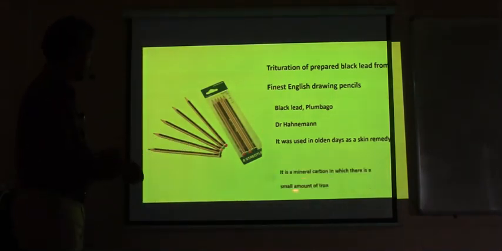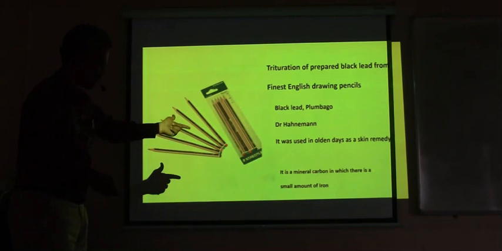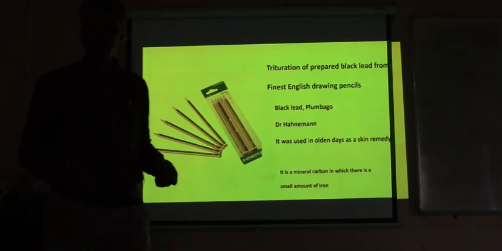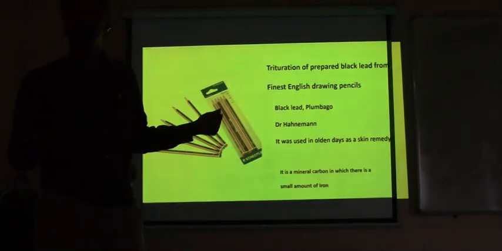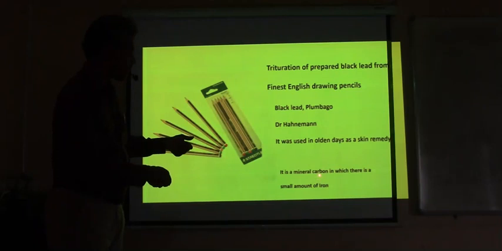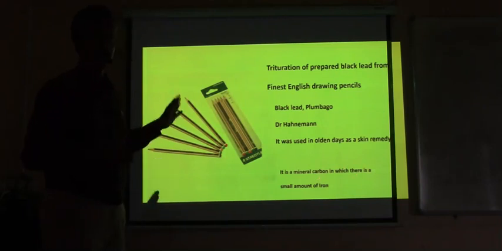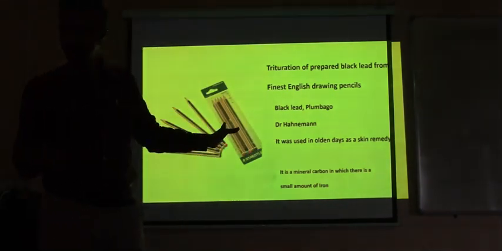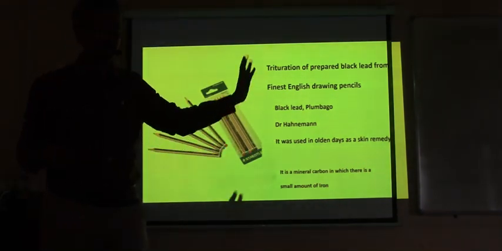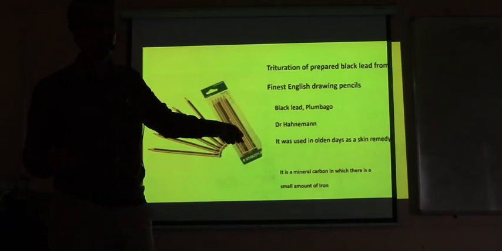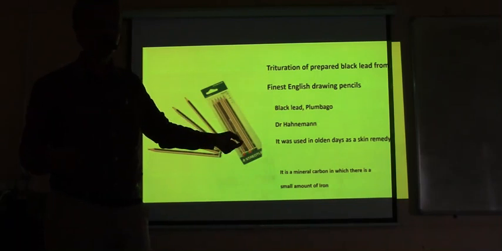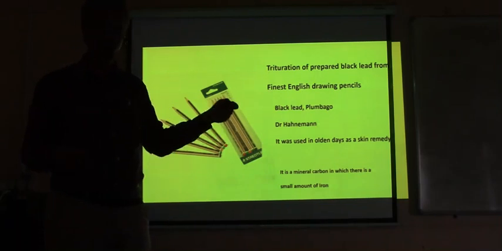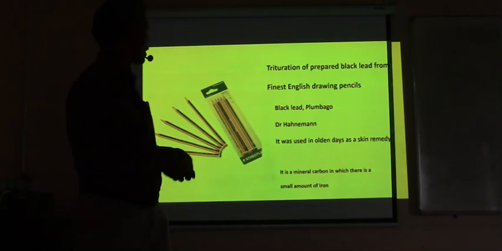We'll go ahead. See, this was a beautiful statement which I just added. What this statement tells is, graphites is a mineral carbon in which there is a small amount of iron. Keep this statement in your mind. We'll use this statement when time requires. So what is this statement telling? Graphite has a little amount of iron. Good. Okay, we'll get back.